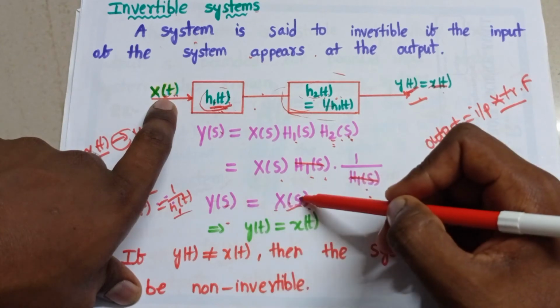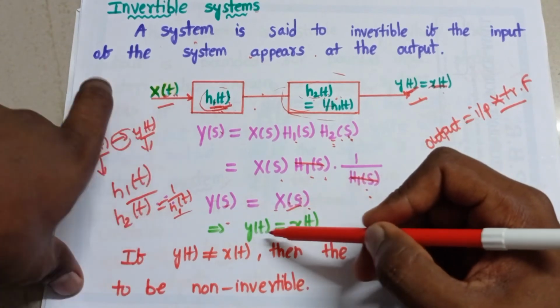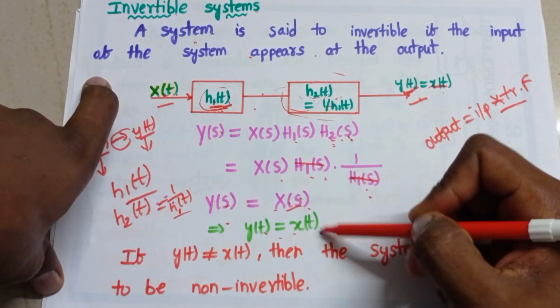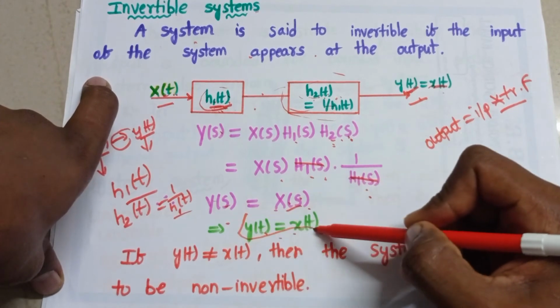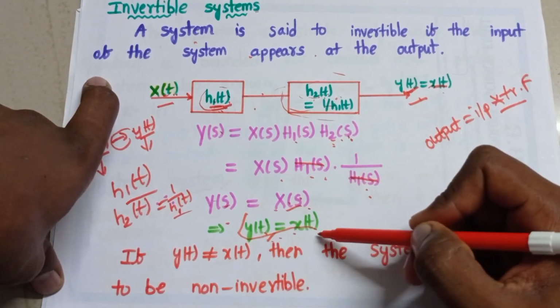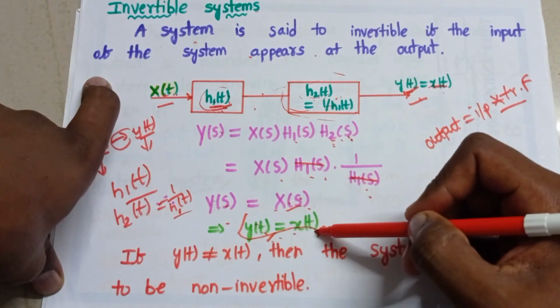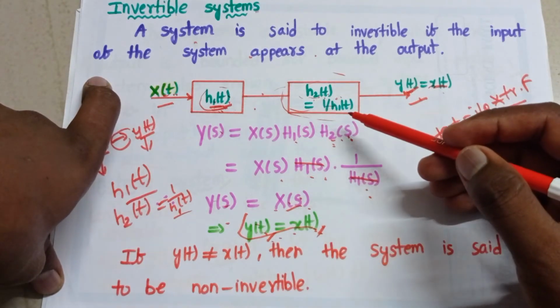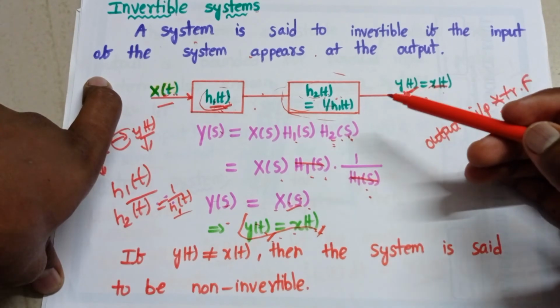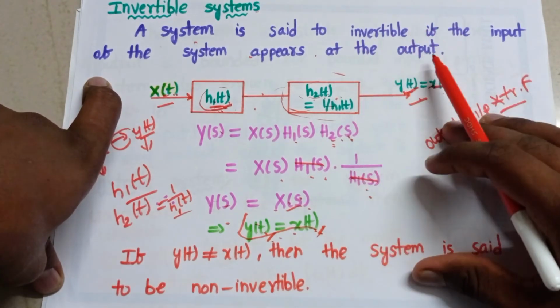When we convert this from the s domain into the time domain, y of t is equal to x of t. Observe, y of t is the output and x of t is the input. If the output and input are the same, then that type of system is known as an invertible system. This is about invertible systems.